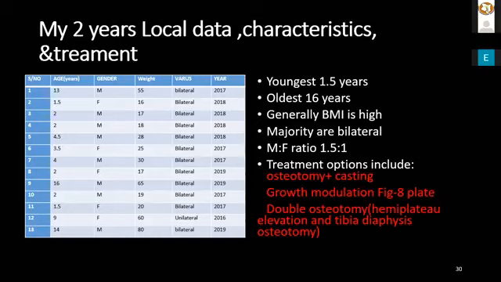Treatment options I've given these children. One is osteotomy plus casting for those who are stage 1 and 2. And then growth modulation, figure of 8. That's the common implant we have around. Although you can use low profile 3.5 plates. Double osteotomy. This double osteotomy is a misnomer, but it includes hemi-plateau elevation and tibial diaphysis osteotomy and the plating.